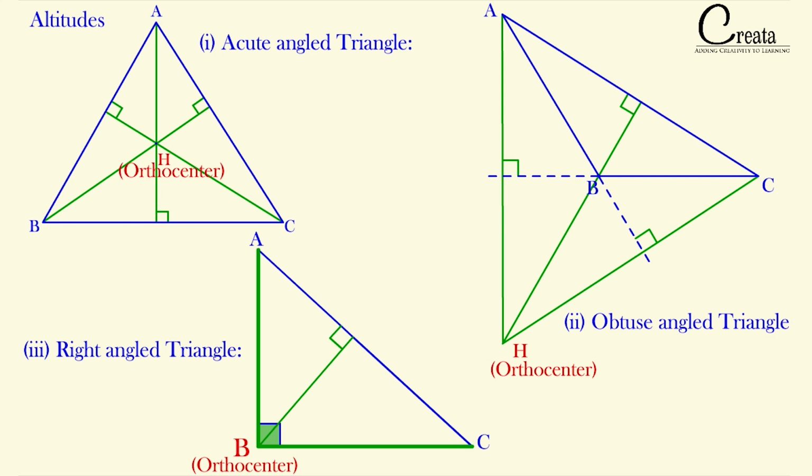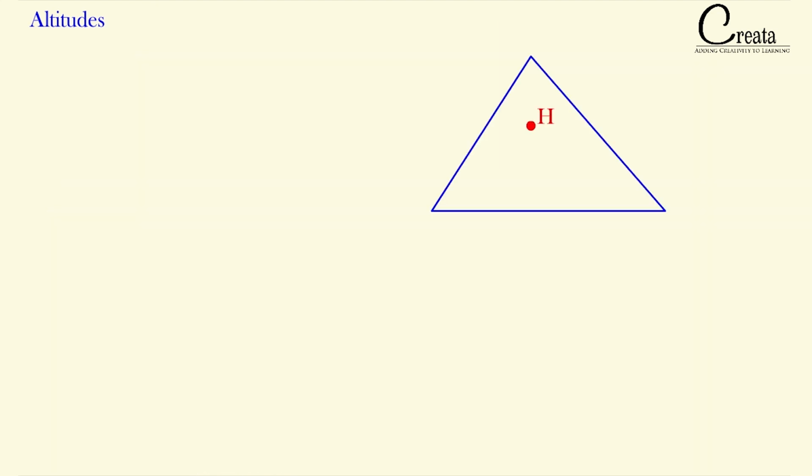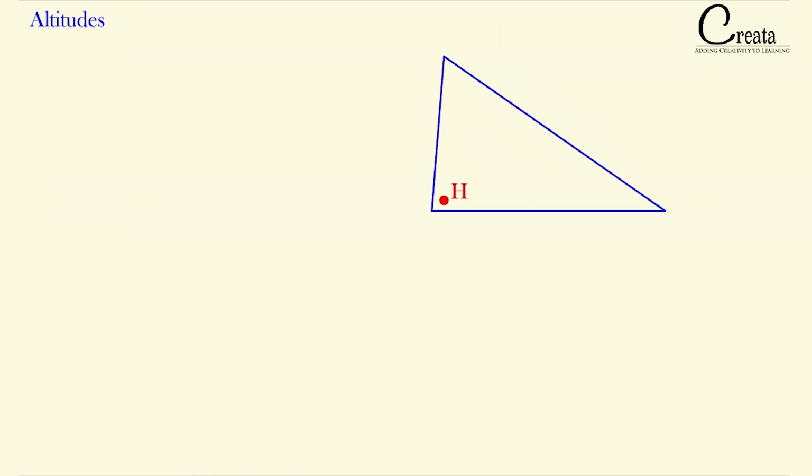Further, are you able to observe as we are increasing the angle of the triangle? Means as we are moving from acute angle to a right angle triangle and further to the obtuse angle triangle, the orthocenter is shifting from inside, then to the vertex of the triangle, then to the outside of the triangle. The orthocenter is moving from inside to the outside.